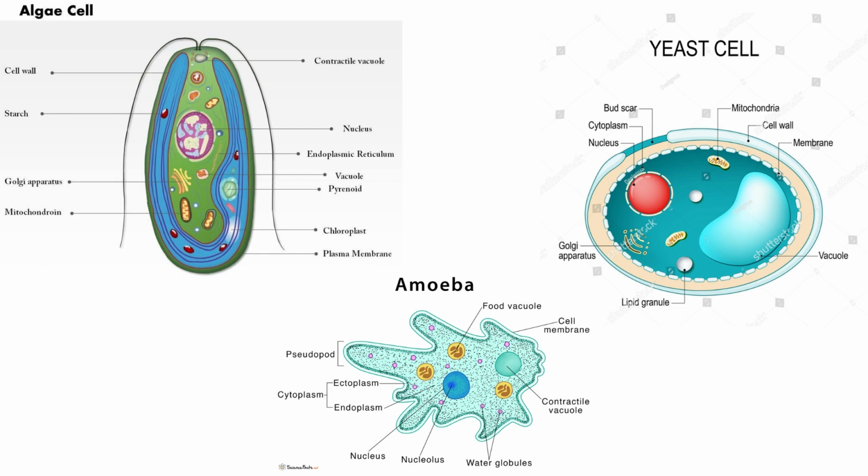Now if you look at the algal cell, it contains cell wall, cell membrane, nucleus, endoplasmic reticulum, Golgi apparatus, mitochondria, and many more. And if you look at the yeast cell particularly, it also has cell wall, cytoplasm, cell membrane, nucleus, mitochondria, vacuole, lipid granule, etc. And when we look at amoeba, just focus that it is devoid of a cell wall. It does contain a cell membrane. It also has cytoplasm, which is divided into two parts, ectoplasm and endoplasm. It also has pseudopods, nucleus, nucleolus, water globules, etc. Yeah, the main interest: it also has a contractile vacuole.